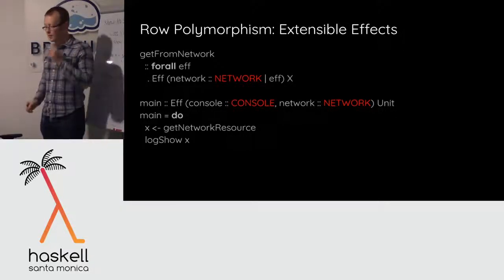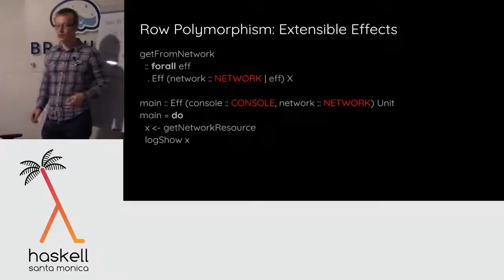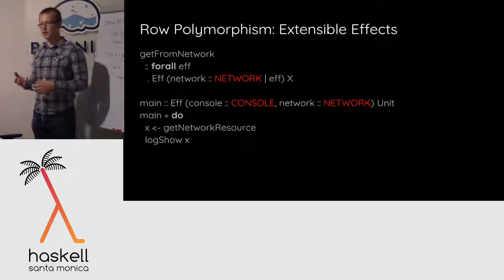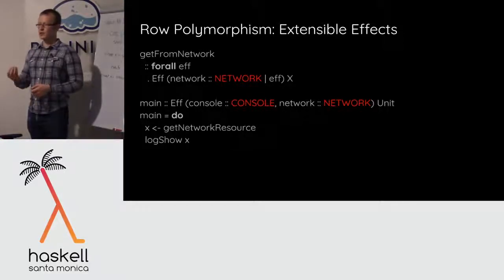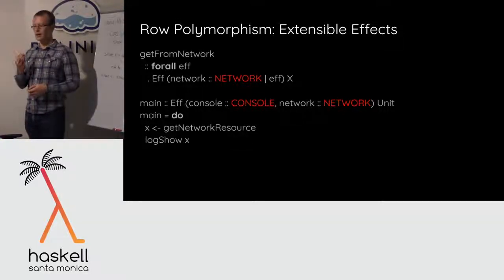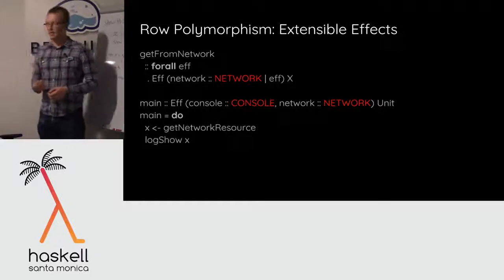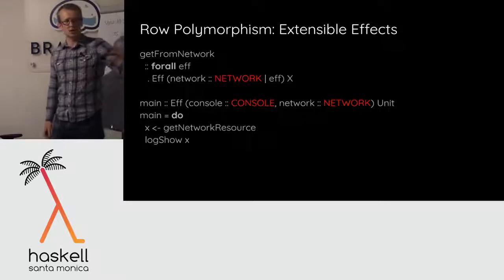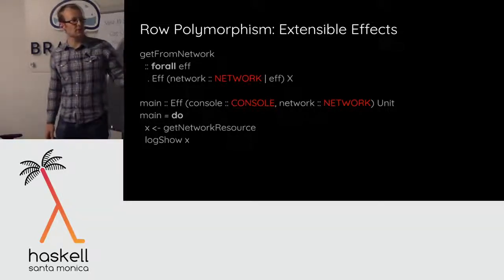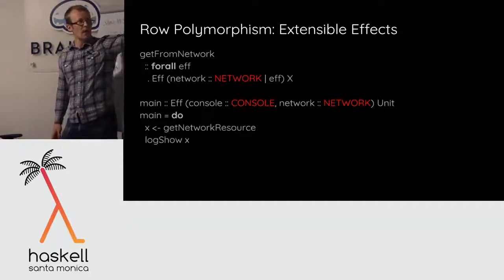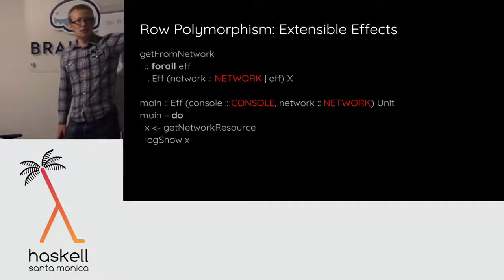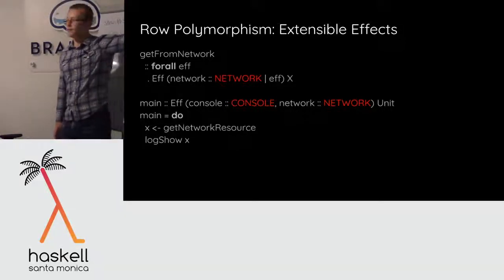So instead of talking about mappings from labels to types, I'm going to talk about mappings from labels to effects, where effects are just type level tokens that can track the side effects I have in my program. Right, so if I have this function get from network, which goes out and gets some resource from some network device, I can say that's an effectful thing, right? It returns some X, but it's effectful, so I'm going to use this F monad to track the effectfulness, and I'm going to track it with this row of effects, right?